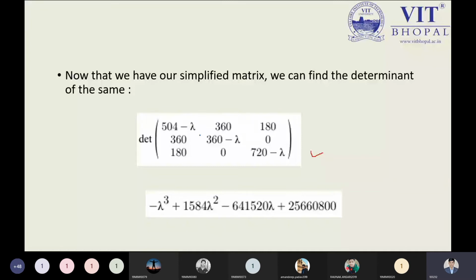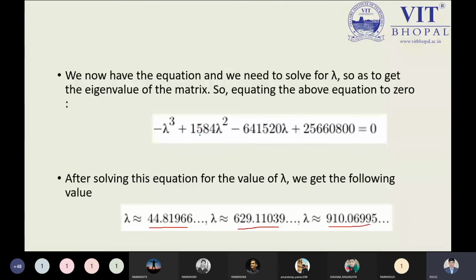Can anyone tell me how many values of lambda we can have? Sir, 3. Of course, it's the maximum degree of lambda. We have degree 3, so definitely we will have 3 values. After calculating, we will get 3 values of lambda. So lambda is basically our eigenvalues. Am I right? Yes, sir. So now we have determined the eigenvalues.